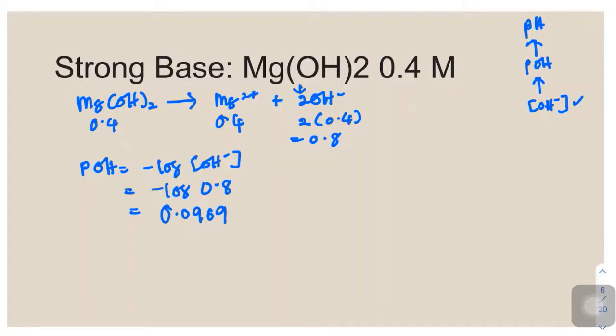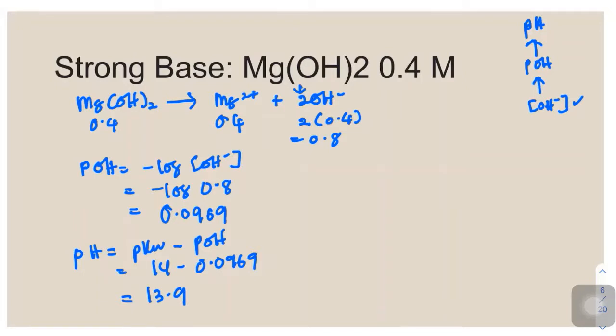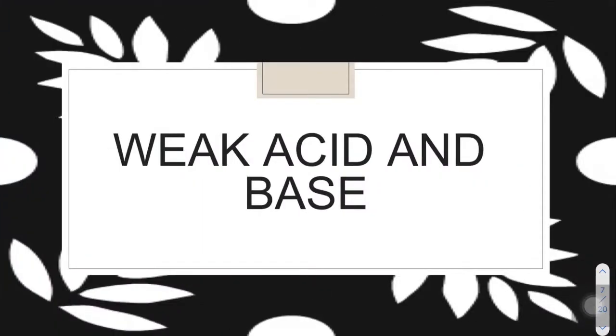So with the pOH, we can calculate our pH, which is pKw minus pOH, which is equal to 14 minus 0.0969, which is equal to 13.9. So the pH of magnesium hydroxide 0.4 molar is equal to 13.9. Okay, it is simple for strong acid and strong base because they are 100% dissociated.